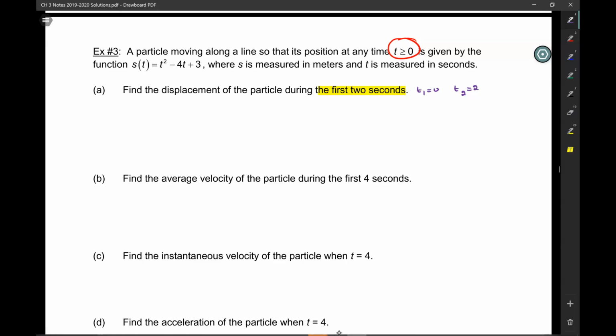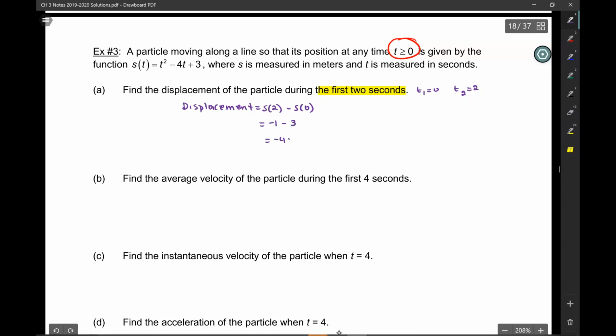Displacement is S of 2 minus S of 0. Okay. S of 2, we're just going to plug that into S. We get -1 minus 3. So that's -4 meters.